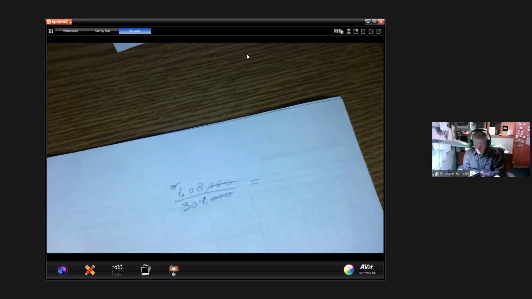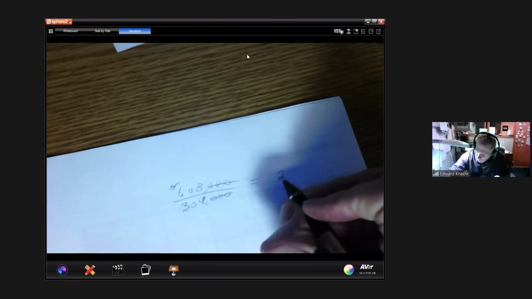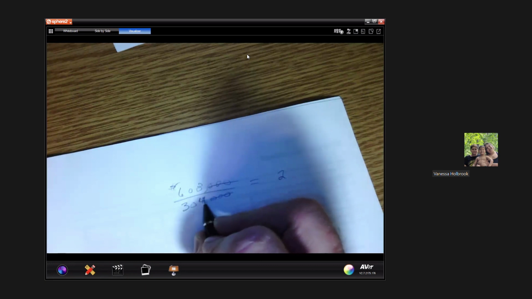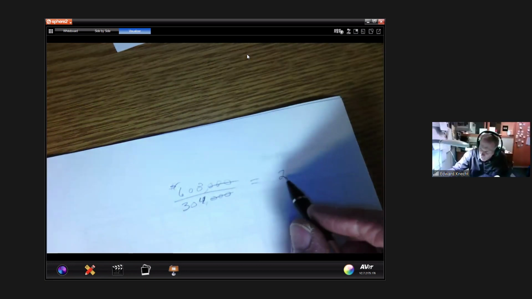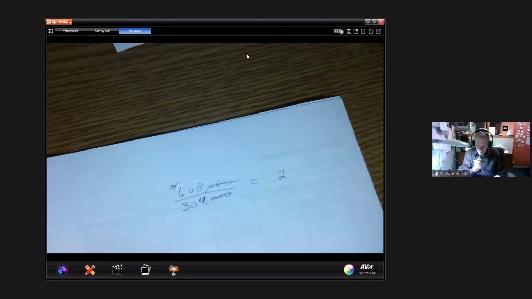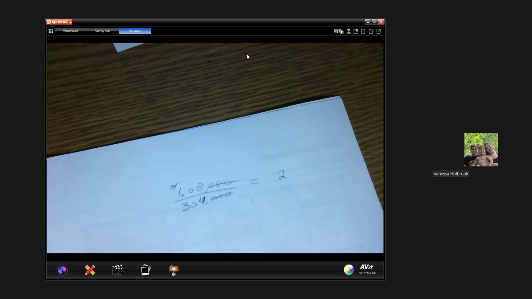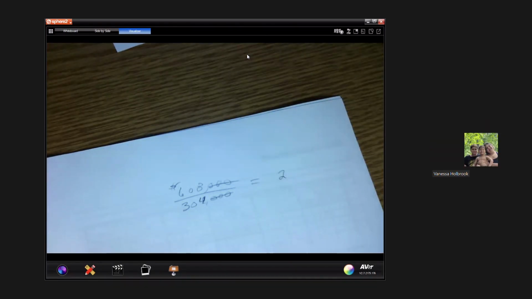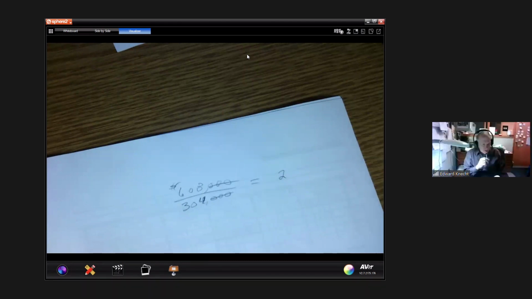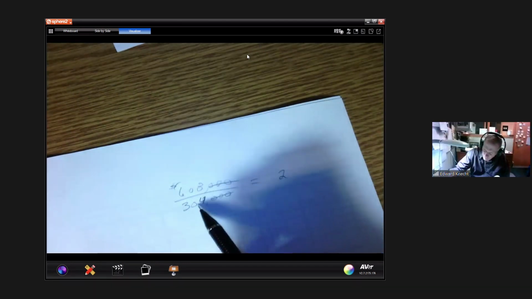You already divided it. Let me divide it. 608 divided by 304. It looks like it's going to be 2. That's what you said, wasn't it? So for every dollar of direct labor cost, we're going to apply twice as much for manufacturing overhead. Does that make sense? You don't put a dollar sign in front of it. If you divide this, it comes out to 2. So you're spending twice as much on manufacturing overhead as on $1 of direct labor cost.